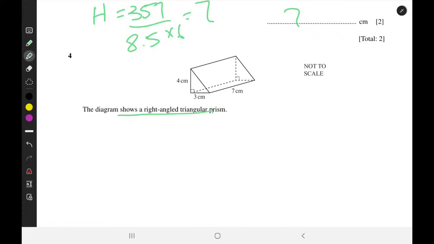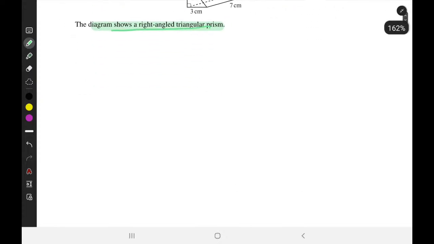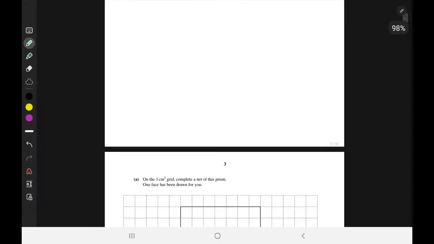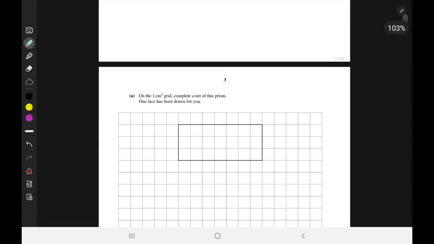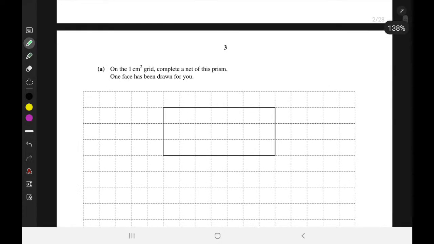Okay. Now he's saying that there is a right angle triangular prism. Now what is he asking? What is the question? On 1 centimeter square grid, complete a net of this prism. One face has been drawn for you.